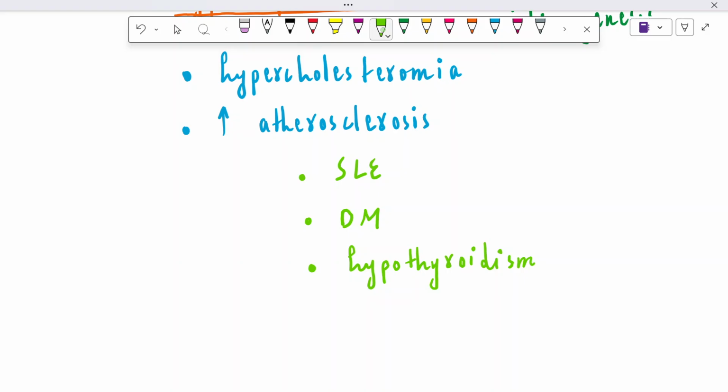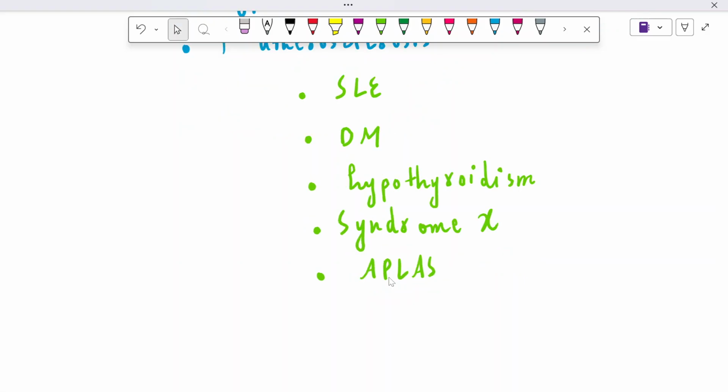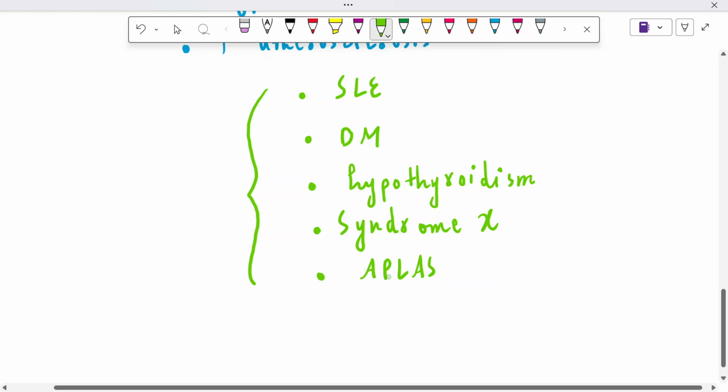And last but not the least is APLAS. I'm not going to write the full abbreviation here, but it's antiphospholipid antibody syndrome. All these conditions can also contribute to the development of atherosclerosis. So if a patient comes to you with high chances of atherosclerosis, it's not peculiar to the nephrotic syndrome. They might have other conditions, right?